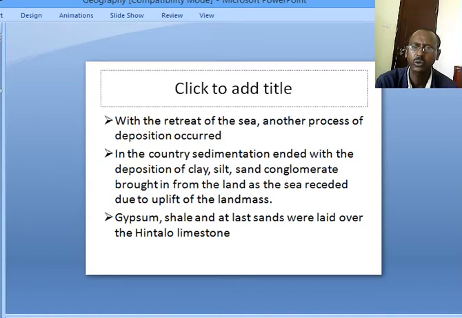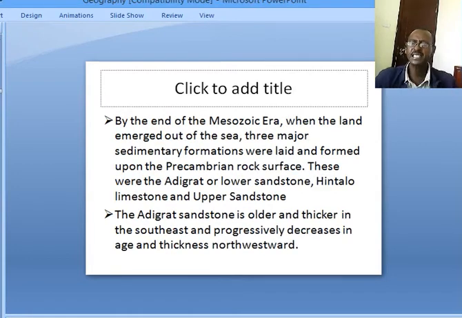Over them we observed the occurrence of minerals like gypsum and shale over the Hintalo limestone. By the end of the Mesozoic era, when the land emerged out of the sea, three major sedimentary formations were laid upon the Precambrian rock surface. These were: one, the Adigrat or lower sandstone; over it, the Hintalo limestone; and finally the upper sandstone. The Adigrat sandstone is older and thicker in the southeast and progressively decreases in age and thickness northeastward.